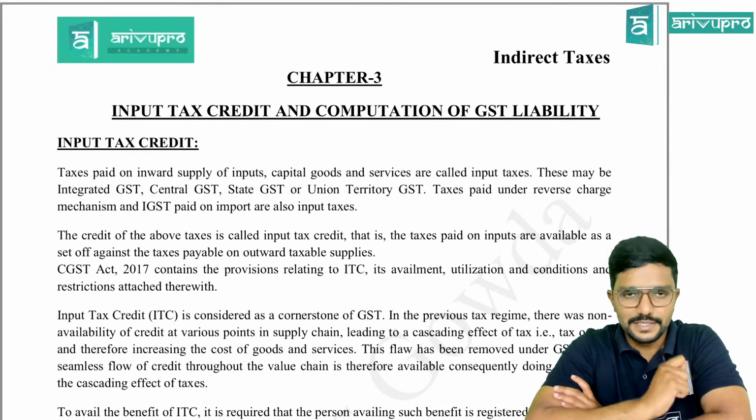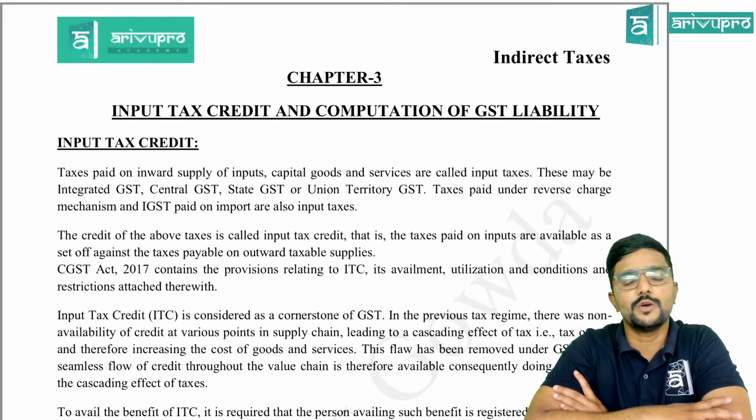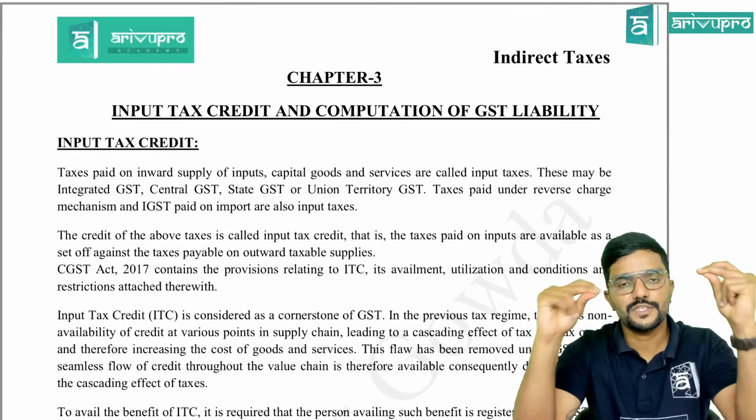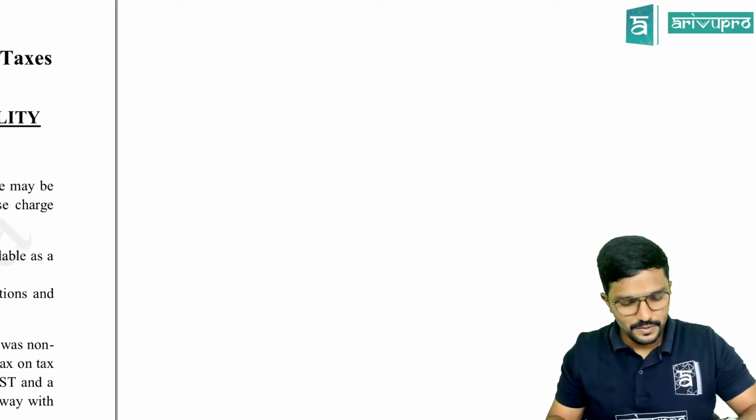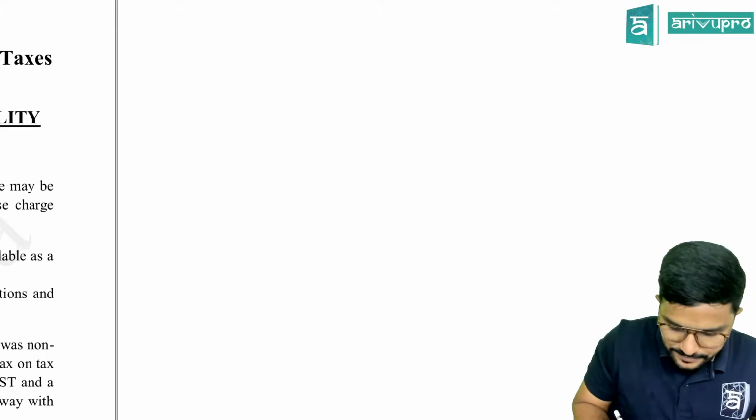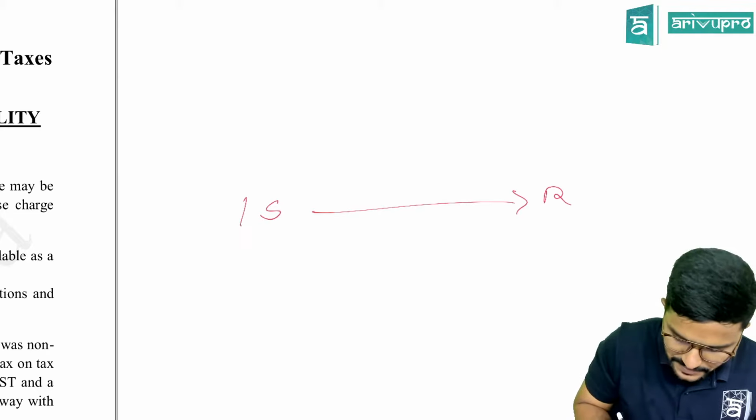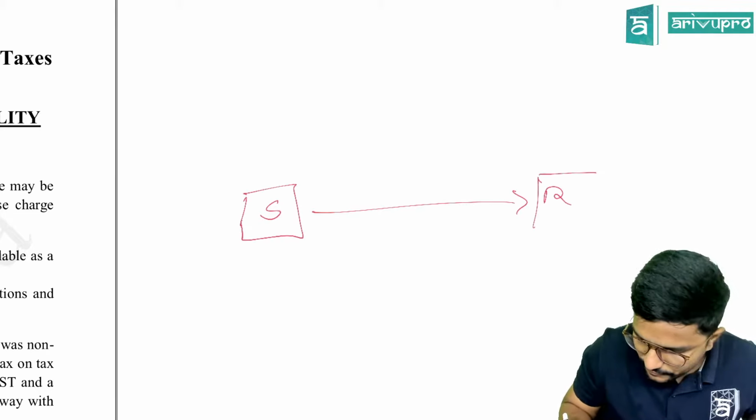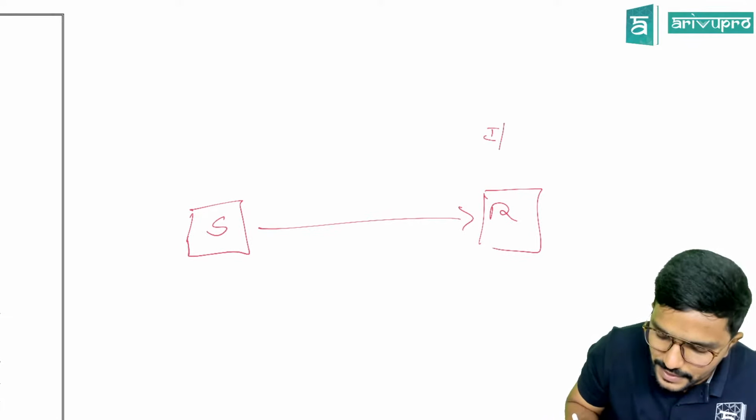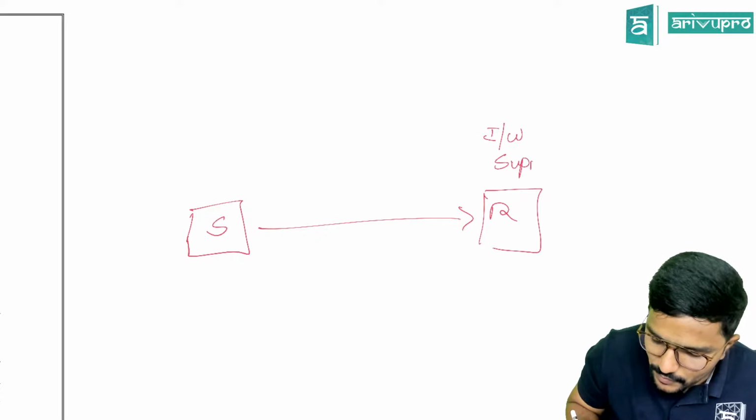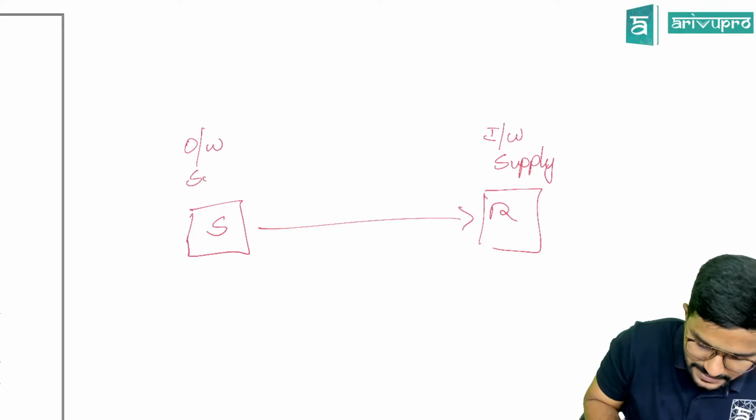Before I start, I will explain the concept of what we would be covering in this chapter, then we will go through the provisions. Pay attention. There is a supplier who supplied goods or services to the recipient. For the recipient, we call it an inward supply. Whereas for the supplier, we call it an outward supply, which means it is a sale for him.